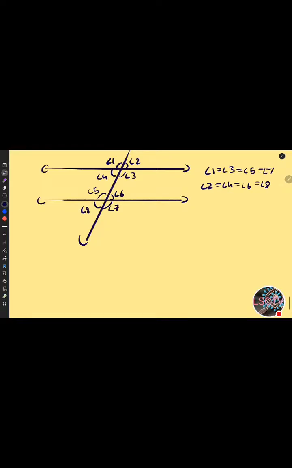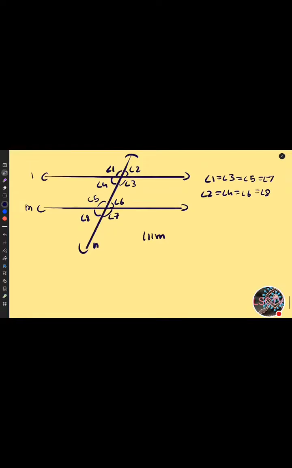It can prove that, let's say these are two lines L and M and this is N, then L is parallel to M. L is parallel to M. You can use that to prove. Now, we have a bunch of theorems that we are going to discuss about this.